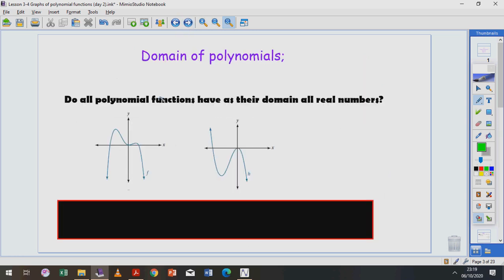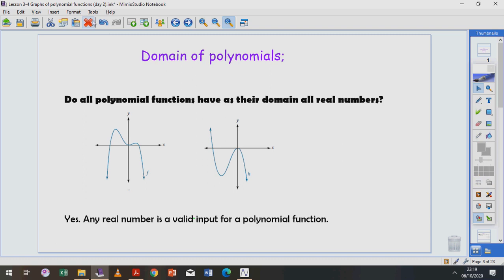Alright, so question: do all polynomial functions have as their domain all real numbers? You can pause the video before I display the answer. So the answer is yes, all real numbers are in the domain of polynomial functions, because they are smooth functions and they just keep going because they're continuous.